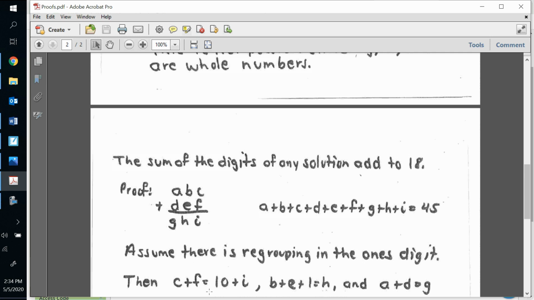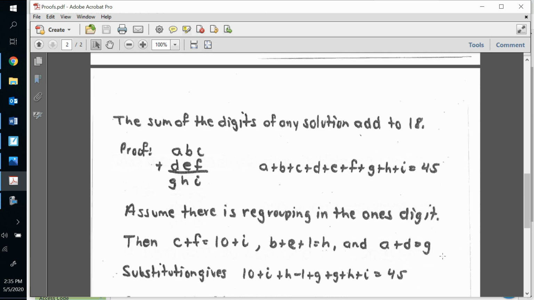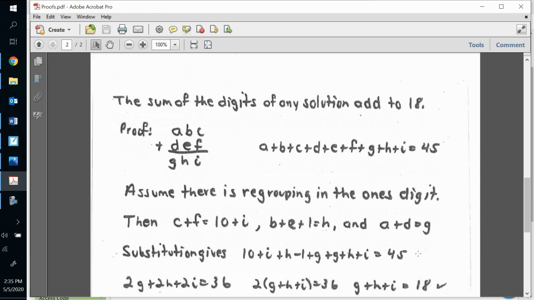So that means C plus F is going to give us 10 plus I, because I is the ones digit, and then you have the one that's being carried over. So C plus F must be 10 plus I. B plus E plus the one that you carried over should give you the H, and then A plus D should give us G. Well, if we do our substitution again, F will be replaced with 10 plus I. We're going to subtract the 1 over, and B plus E will be replaced with H minus 1. And then the A plus D is G, and then you got the GHI from before.